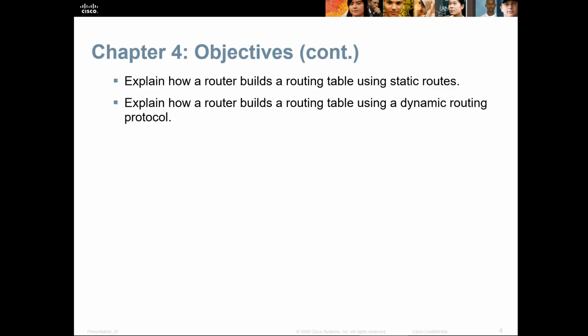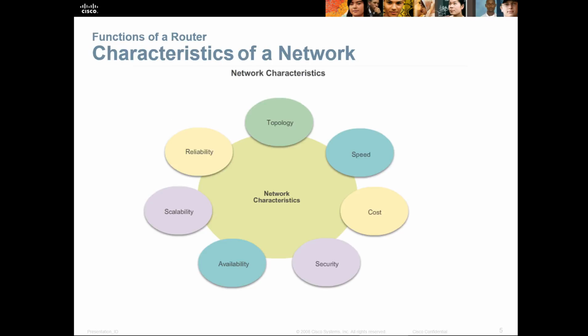So let's go with functions of a router. What are some of the characteristics? Some network characteristics are going to be our logical and physical topology, the speed of the network, the cost, cost being the transmission cost. Could also be physical cost, security, availability, scalability, reliability. These are all characteristics of a router on a network.